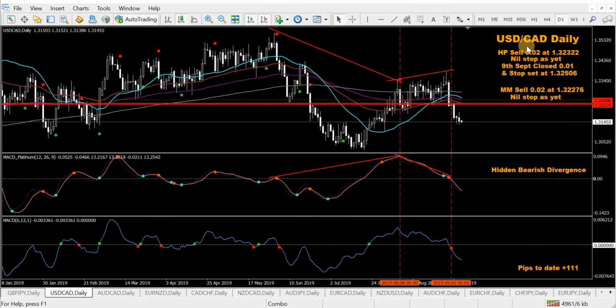USD Canadian dollar, an HP sell back here, closed out half already. Set a stop in place at that red dotted line, and we've got a mod MACD sell in this area here. So doing all right. Got 2 sell trades on. One is being protected, the other one. And what I'll be looking for here is a blue dot forming on the MACD platinum below the 0 level. Then I may tighten up that stop, and I may then look at also removing half of the mod MACD trade.